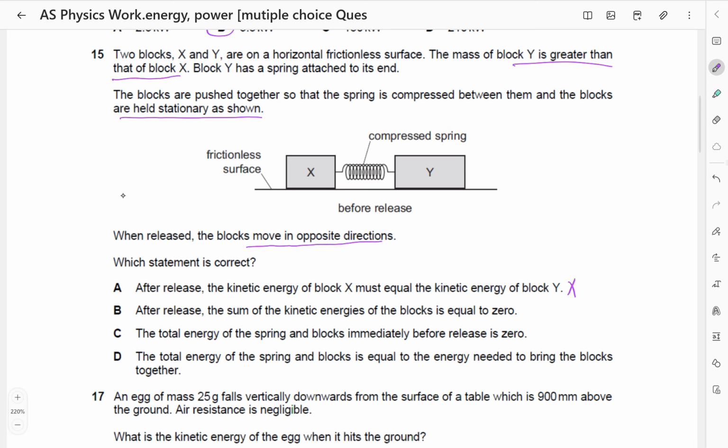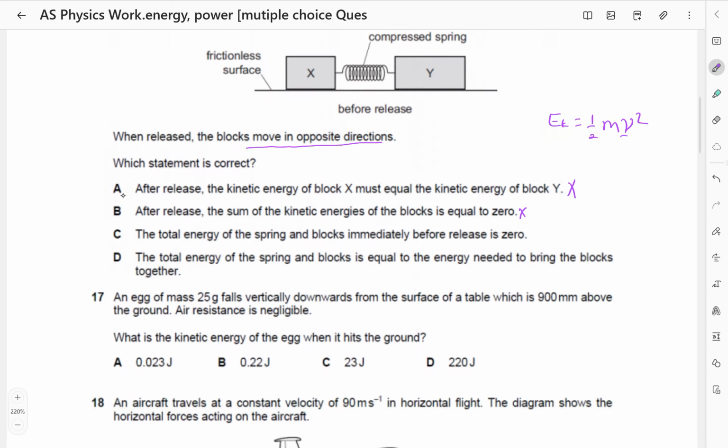Since they don't have the same mass, they will not have the same kinetic energy after release because kinetic energy is equal to a half mv squared. So they will not even have the same speed after release. After release, the sum of kinetic energies of the blocks is equal to 0. That's not true. Kinetic energy is a scalar quantity. Even though they move in opposite directions, the sum of kinetic energy cannot be 0.